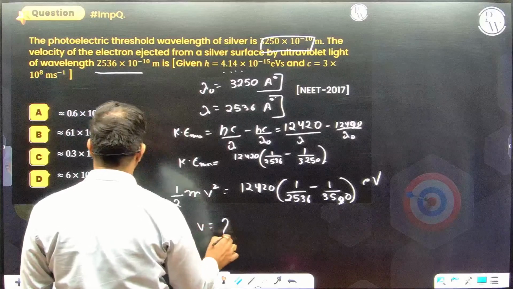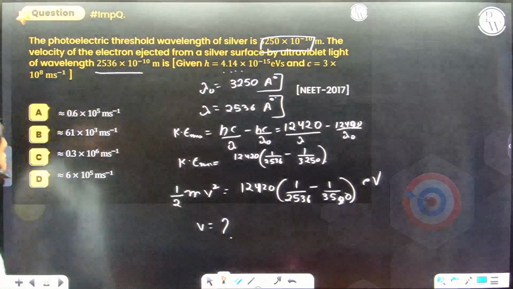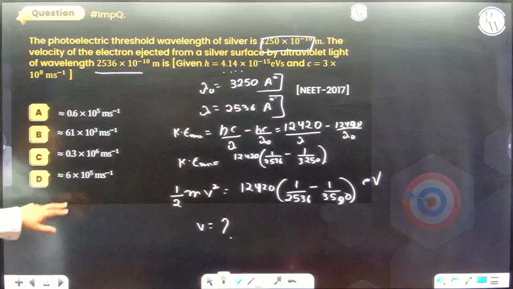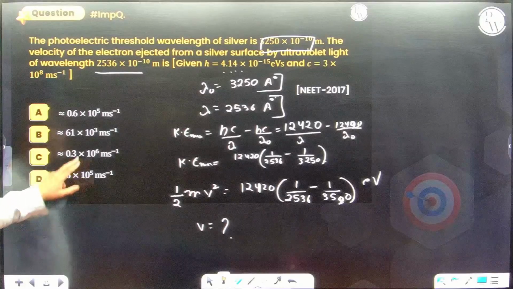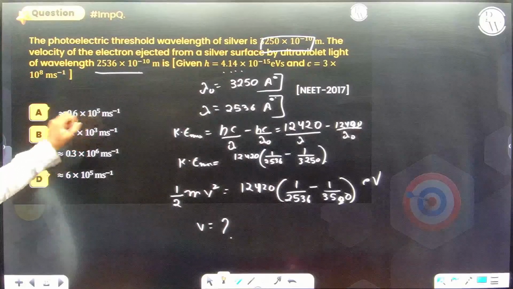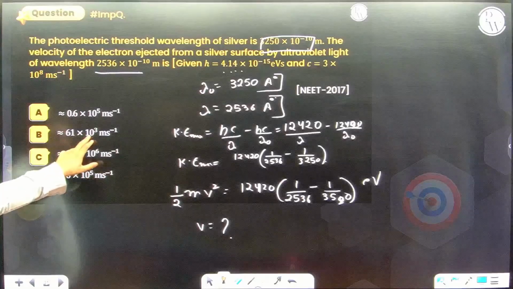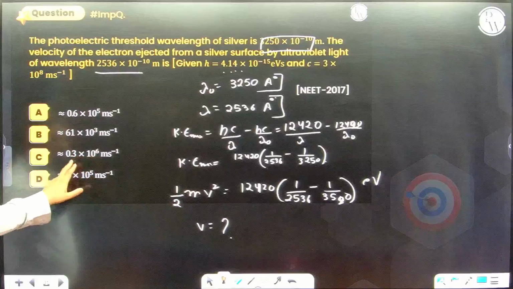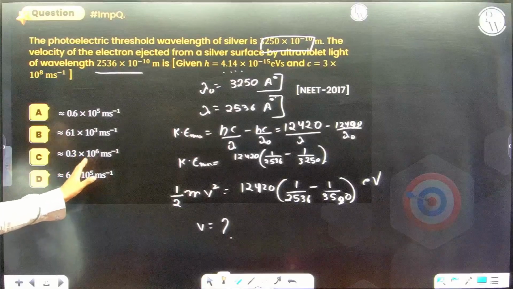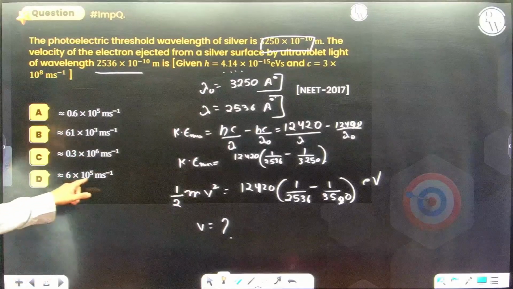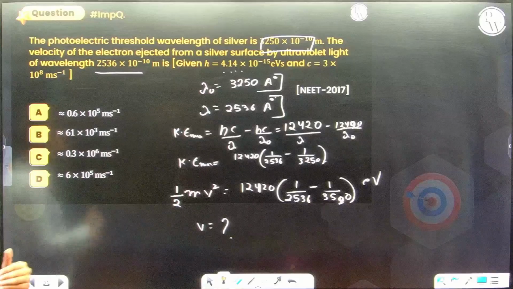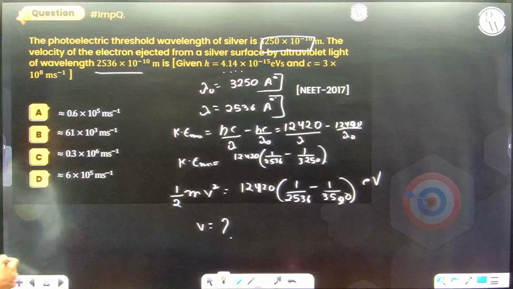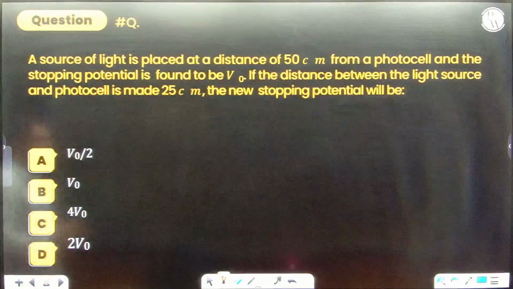cross multiply and you will get the velocity. So if I check the options, the order of the velocity is either 10 to the power 4, again similar 10 to the power 4, or it is 10 to the power 6, or I can say it's 10 to the power 5, or here again it's kind of 10 to the power 5. So from that also you can verify the velocity.